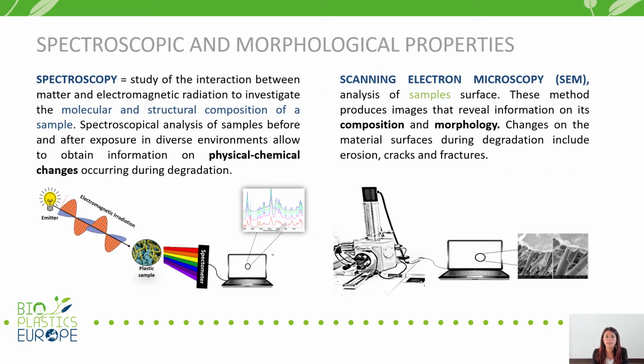Other biodegradability indicators make use of spectroscopy or microscopy. Spectroscopy is the study of interaction between matter and electromagnetic radiation to investigate the molecular and structural composition of samples during degradation. Scanning electron microscopy allows the analysis of the sample surface. In particular, this method produces images that reveal information on its composition and morphology. Changes on the material surfaces during degradation include erosion, cracks, and fractures.